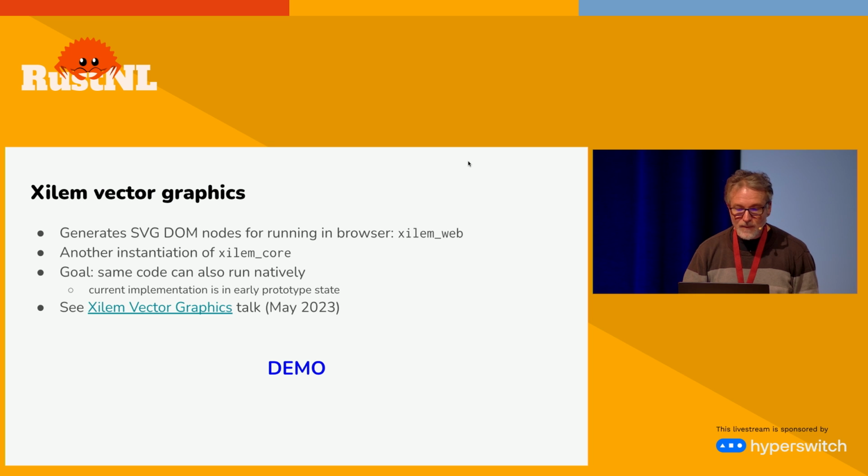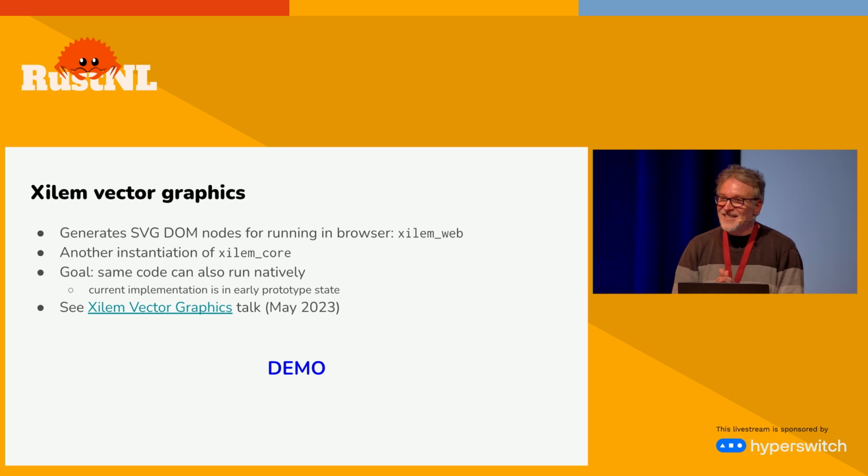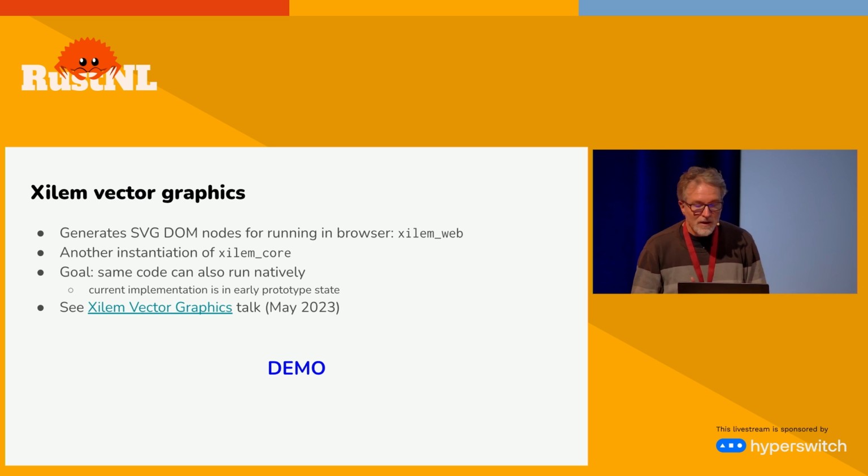Great. So the next demo that I want to show, there's a lot of demos here, is Xilem vector graphics. Obviously vector graphics is a major focus of what we're trying to do. And this is a different instantiation of the Xilem generic reactive layer. Instead of generating the native widgets like you've just been seeing, we can also generate DOM nodes, and in this particular case, really focused on SVG. So this is another instantiation of the Xilem core layer.